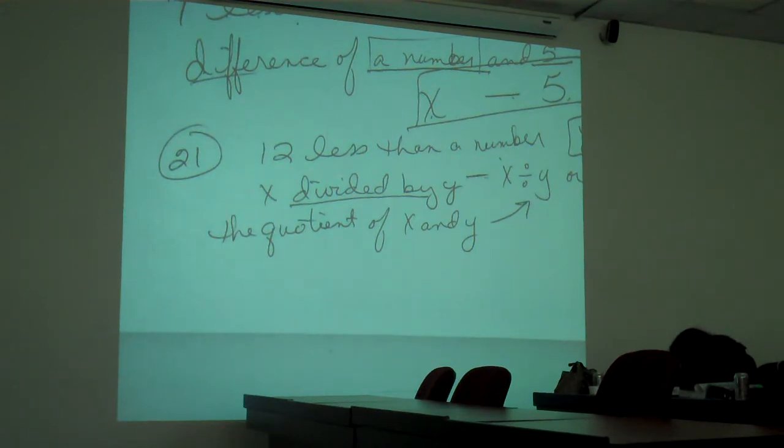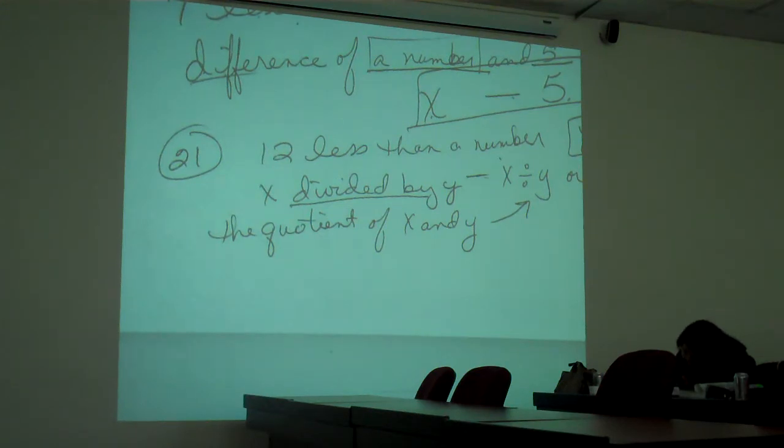And does anybody know why this might be important to know how to do this? No guesses? It's just busy work and we just want to see if you can do it.